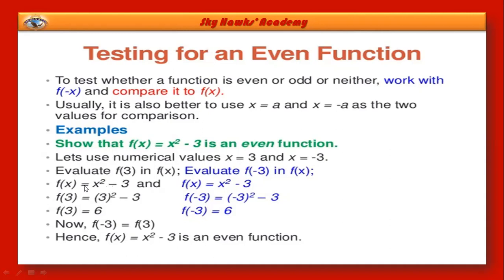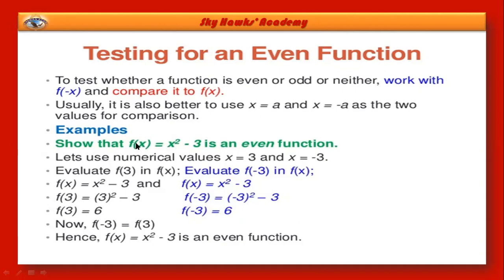Then f of x is equal to x squared minus 3, and f of x is equal to x squared minus 3. f of 3 is equal to 3 squared minus 3, and then f of negative 3 is equal to negative 3 squared minus 3. f of 3 is equal to 6, and f of negative 3 is equal to 6. Now f of negative 3 is equal to f of 3, hence f of x is equal to x squared minus 3 is an even function. So it's very simple. So I'm sure that you are getting all these things.